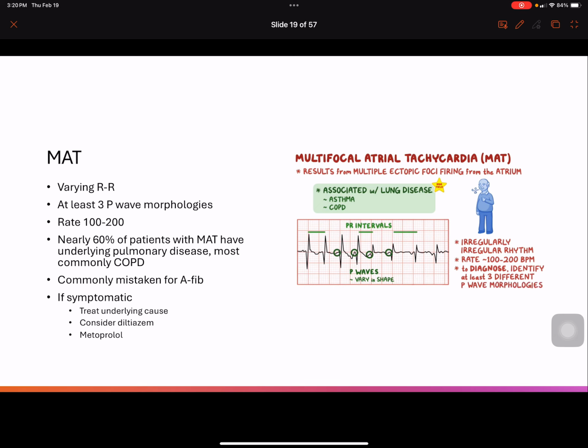Okay, so that was PACs. Now we're going to look at something called multifocal atrial tachycardia. And this can be associated with lung disease, which is pretty interesting. And it's, again, something we call irregularly irregular. And what does that mean? Well, it means that we have irregularity in the R to Rs, but it doesn't have a regular pattern to it, like every third beat has this irregularity. It is consistently irregular. Multifocal atrial tachycardias generally are pretty fast.